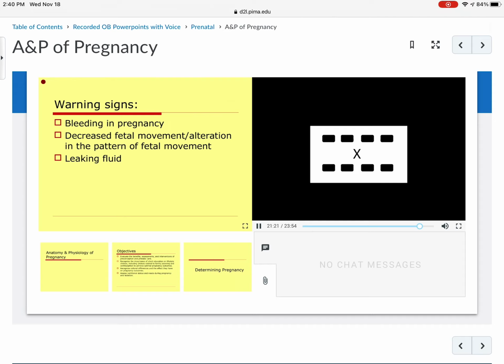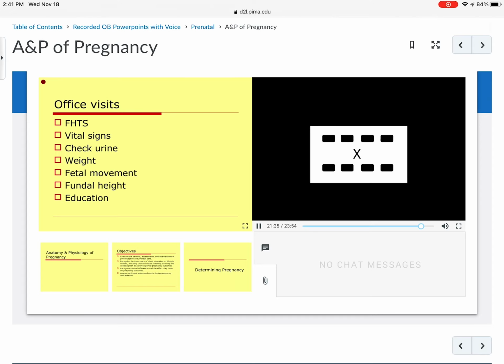The warning signs we warn people about in pregnancy is to contact their healthcare provider if there's any bleeding, decreased fetal movement, or an alteration in their fetal movement, and if they are leaking any vaginal fluid. In the office visits, they're always checking the fetal heart tones, vital signs. They check the urine. They check mom's weight. They check for fetal movement. They check the fundal height, and they educate their patients.